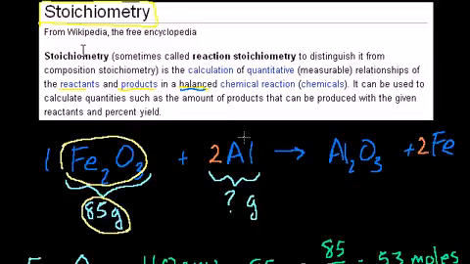If we have less than 28.62 grams of aluminum, then the aluminum will be the limiting reagent, because then we wouldn't be able to use all the 85 grams of our iron 3 oxide molecule. Anyway, I don't want to confuse you in the end with limiting reagents. In the next video, we'll do a whole problem devoted to limiting reagents.